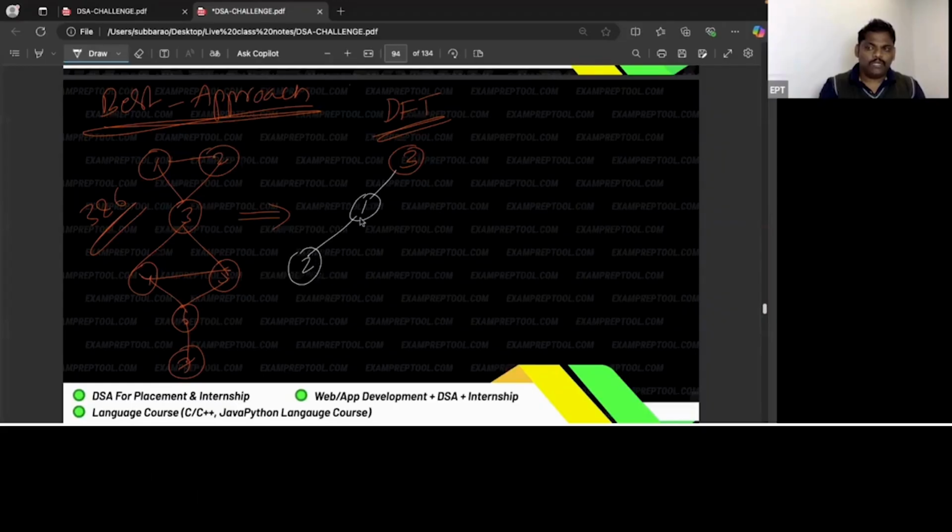Because of no other possibility, backtrack. Next, go to 3 now. 3 adjacent is 1, already done. 3 adjacent is 2, already done. 3 adjacent is 4. Let's go to 4. 4 adjacent has 2 options, 5 or 6. You take any one. I will take 5. 5 adjacent, you can take any one, so I will go to 6. 6 adjacent is 7. Now go back. So I think all vertices came. Simply, I have not done anything.